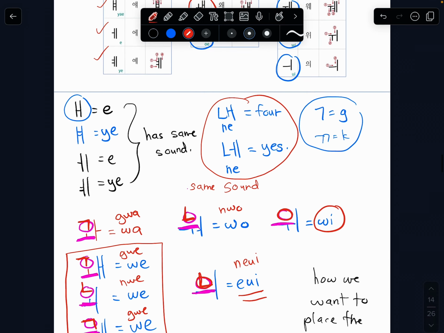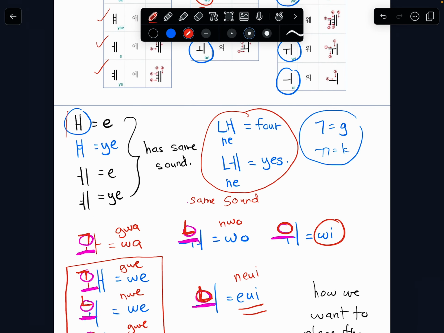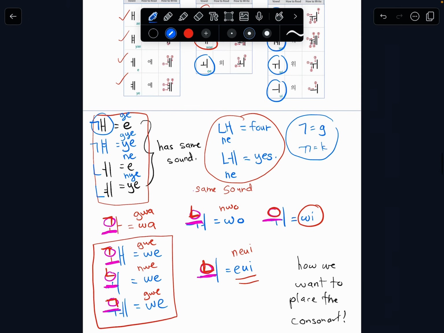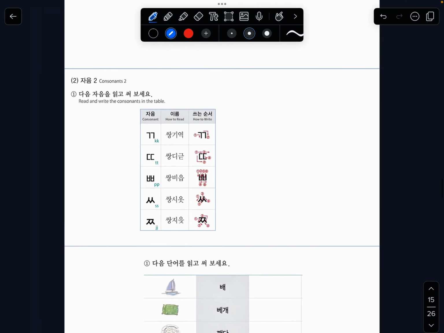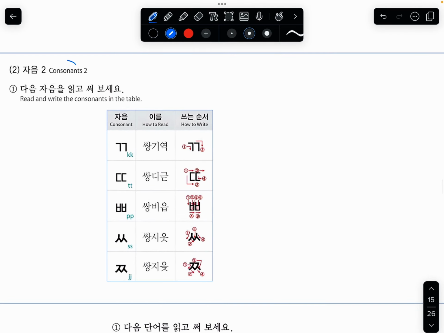And then these other four do not have a long horizontal. So you can just put the consonant on the left side. If you put G here, the sound will be ge. If you put it here, the sound will be gie. If you put N here, the sound will be ne. If you put N here, the sound will be nie. Okay, now let's move on to consonant 2, or they call this the complex consonant.